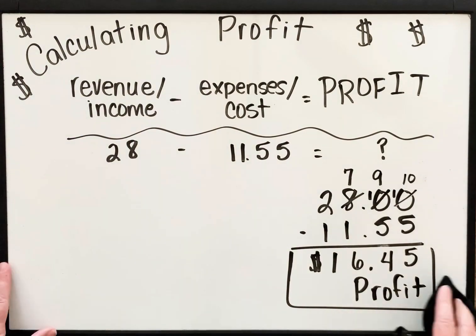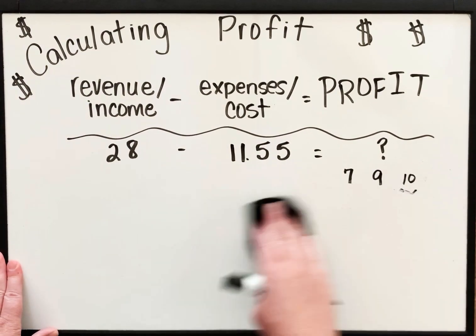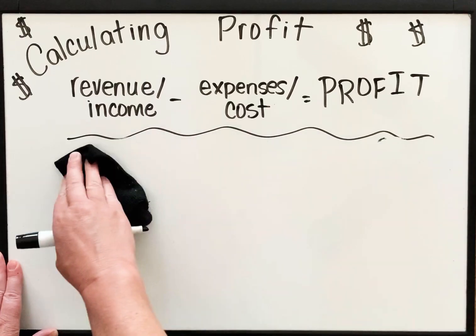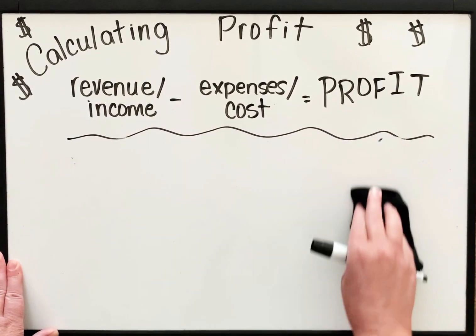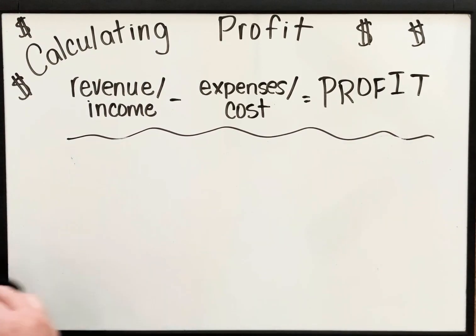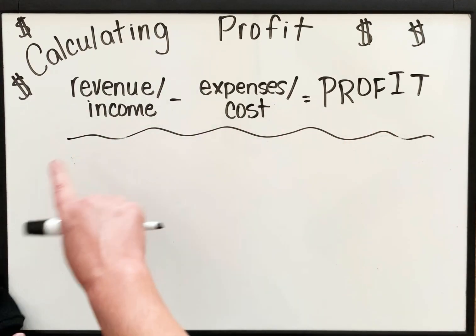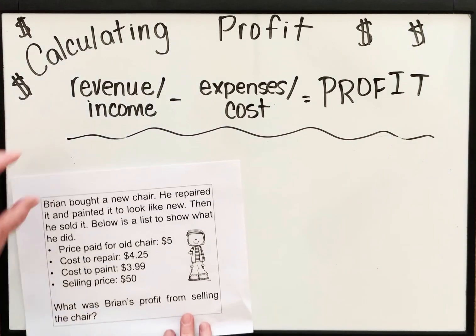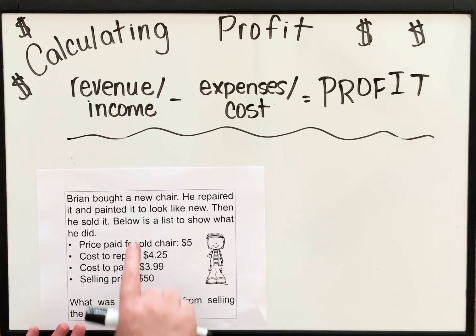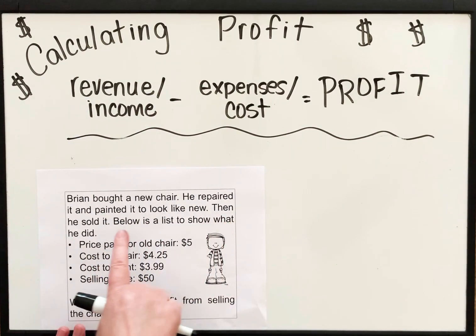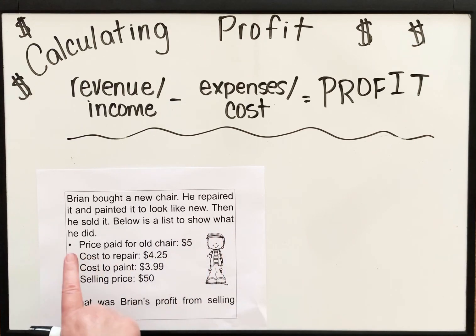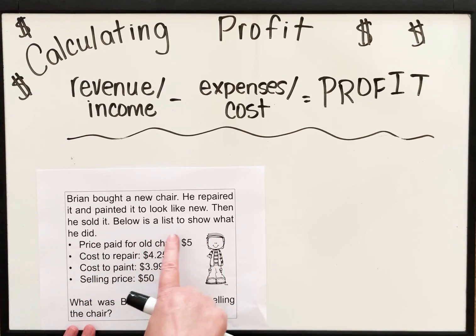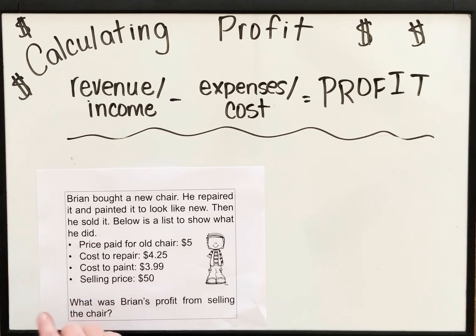Okay, we're gonna look at one more problem. As we look at this one more problem, we're going to get into some different language as well as multi-step. So notice I'm leaving my formula up there. Okay, let's look at our last problem. Brian bought a new chair. He repaired it and painted it to look like new. Then he sold it. Below is a list to show what he did.